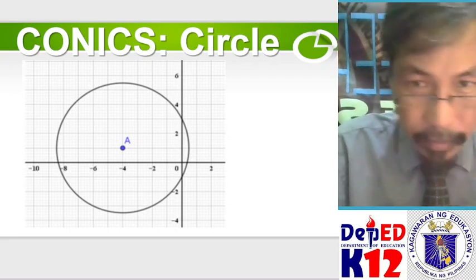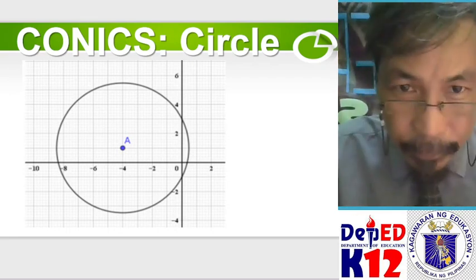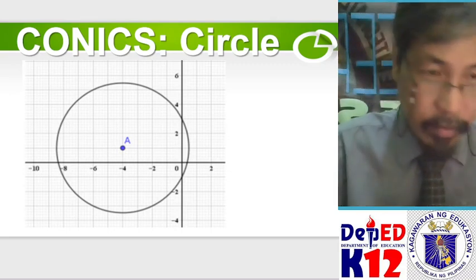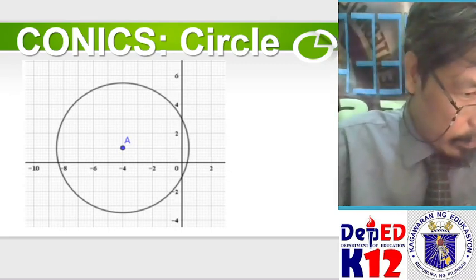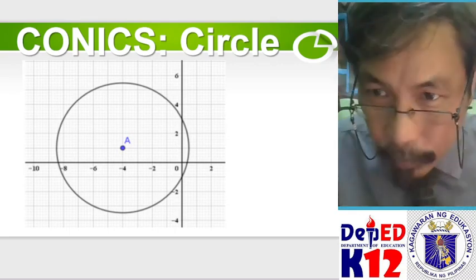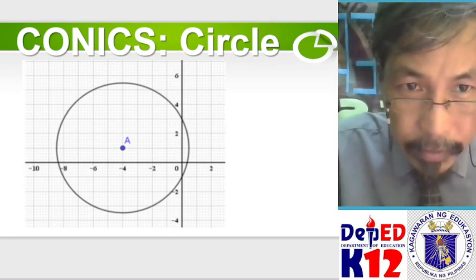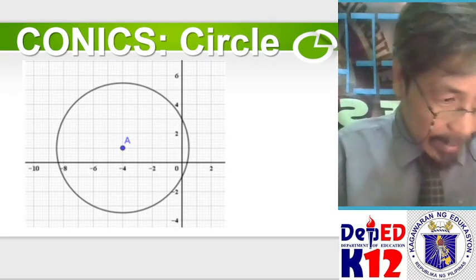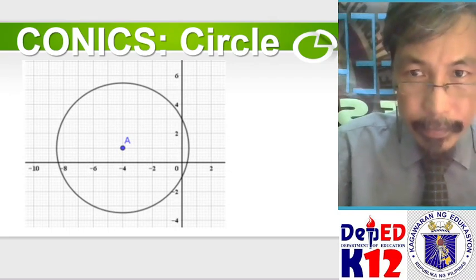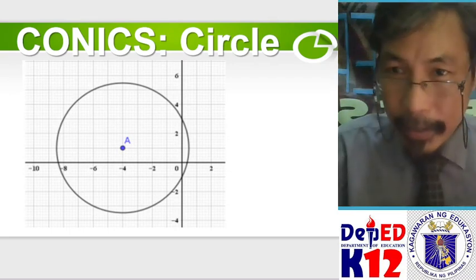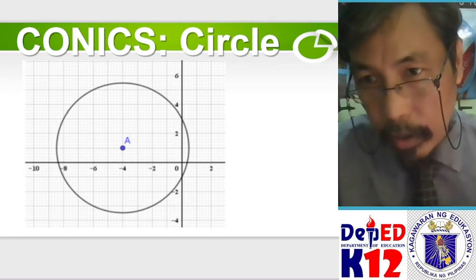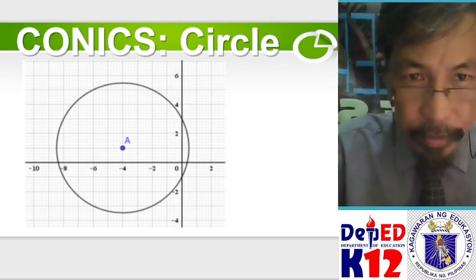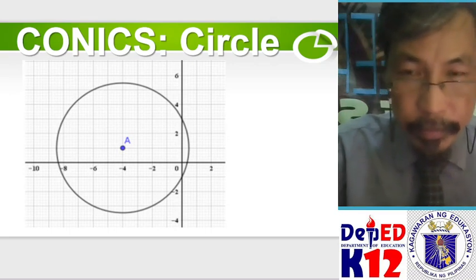What is the coordinate of A? Use x first. X is negative 4. And what is the y equivalent? That is positive 1. So the center is at negative 4, 1. We need another piece of information. Can we see the radius? We cannot. Therefore, we need a point. We need 1 point.